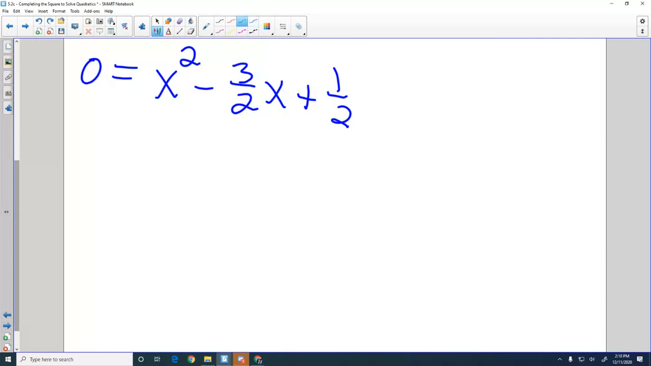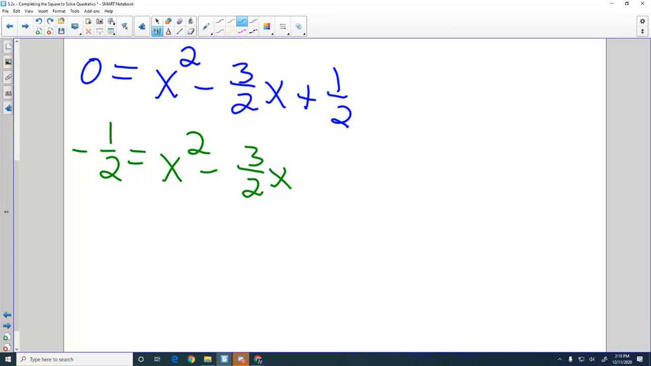So now let's finish this problem. I want to complete the square. So we subtract the 1/2 over, get rid of the constant so that we only have the terms with x's on one side. That's right. And we want to add the magic number.